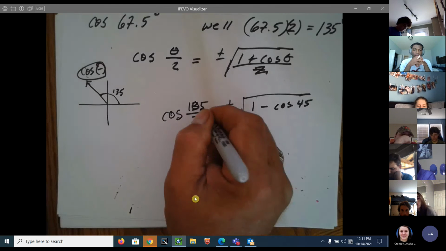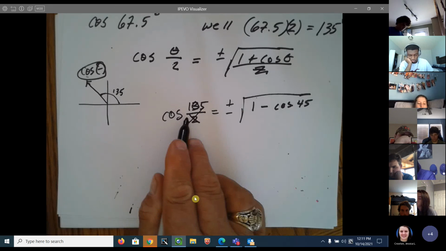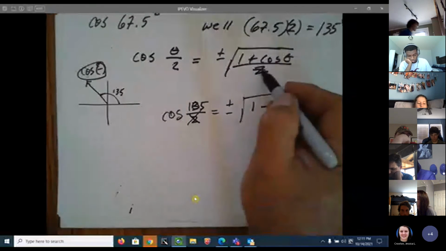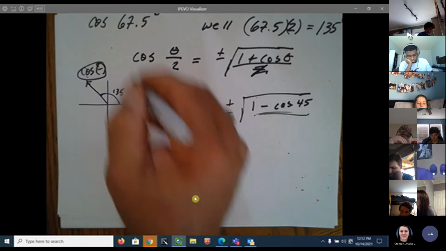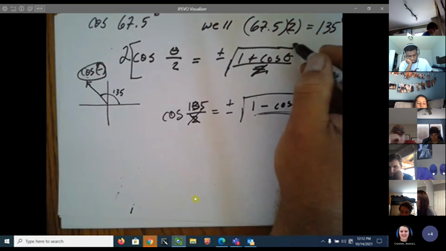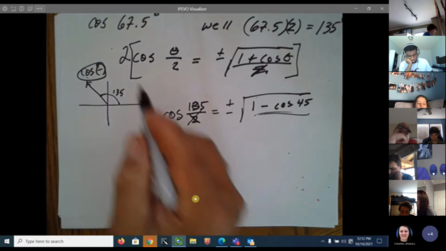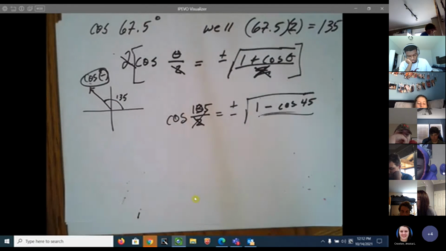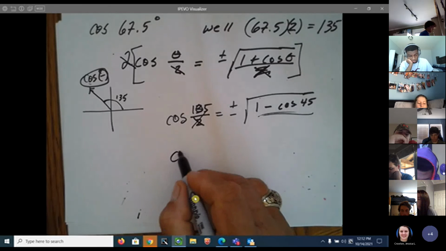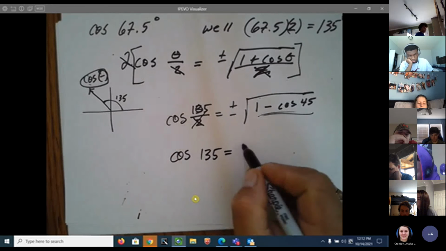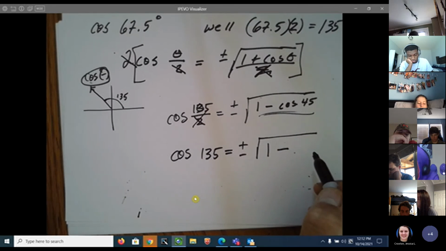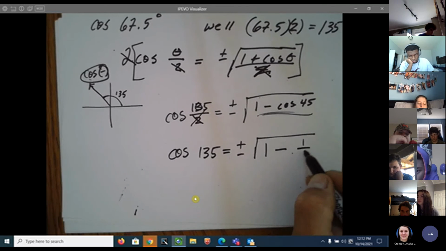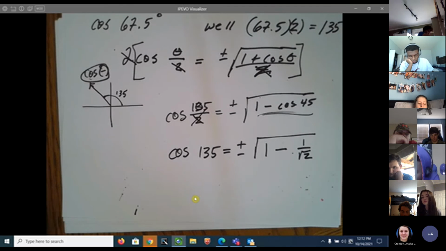And since I made this cosine of 135, that 2 is going to go out. So it's just going to be this. Because if I multiply this whole thing by 2, then this 2 goes out right here, and the 2 goes out right here. So I'm just going to say cosine of 135 is equal to positive or negative the square root of 1 minus, and the cosine of 45 comes out to be what? 1 over the square root of 2. And now you can finish it.